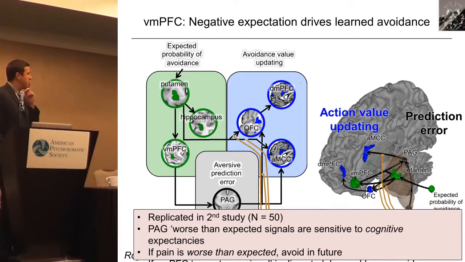I won't have time to talk about it, but in very brief, there's a couple points to make. One, we replicated the entire thing in a second study with 50 people. PAG worse-than-expected signals are sensitive to cognitive expectations. You can manipulate them with instructions. So it's not just about low-level learning, it's probably also about your beliefs.